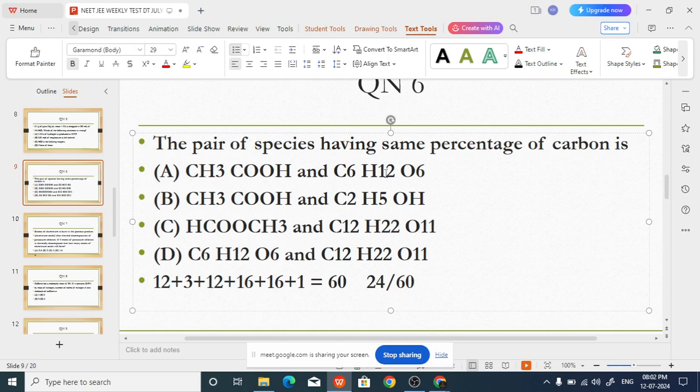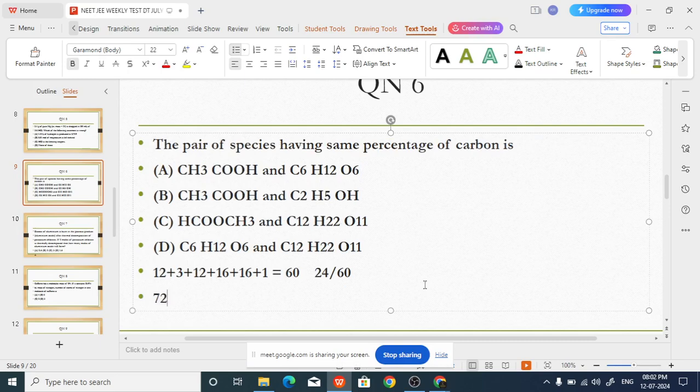Here how much are you getting? See, this one you have to find out. Like this you have to find out. 12 into 6 is 72 plus H12 means plus 12 plus 16 into 6, 96. How much are you getting here? 84, 180. So here the carbon content will be 72 divided by 180.